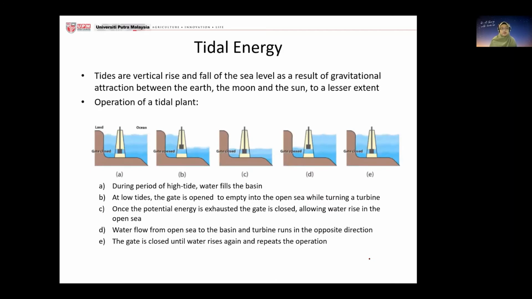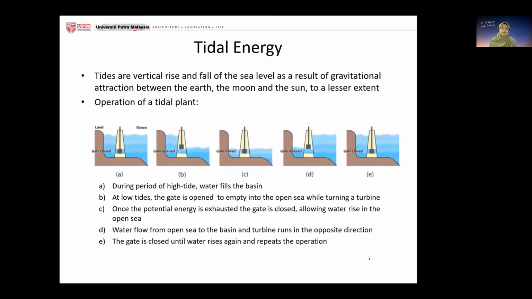If you think about water, straight away we think about hydropower plants. But actually there are other types of energy related to water that can also be harnessed. One of those is tidal energy. Tides are the vertical rise and fall of the sea level as a result of gravitational attraction between the Earth, the Moon, and, to a lesser extent, the Sun.